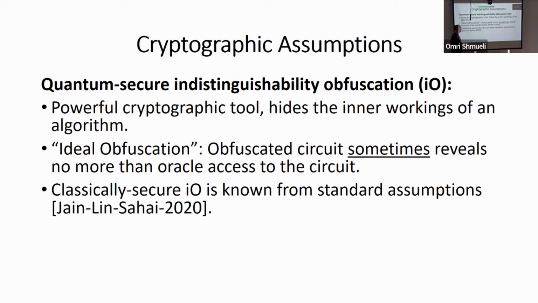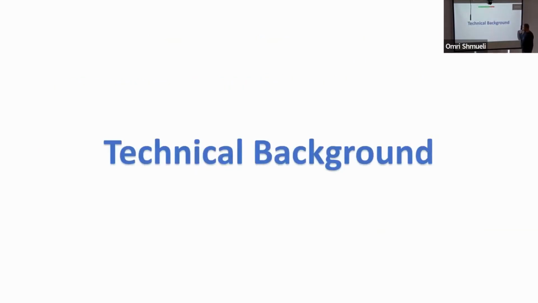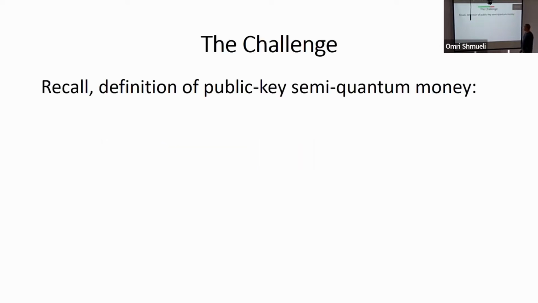And we know how to construct classically secure IO, which means IO for classical circuits secure against classical distinguishers, and the quantum secure version, which is IO for classical circuits secure against quantum adversaries, which is the one we use. It has seen major recent progress over the last year or so. So, on to the technical parts of our construction.